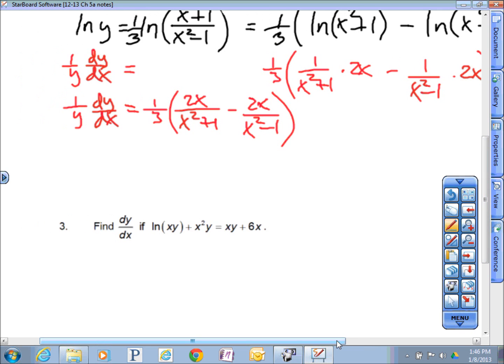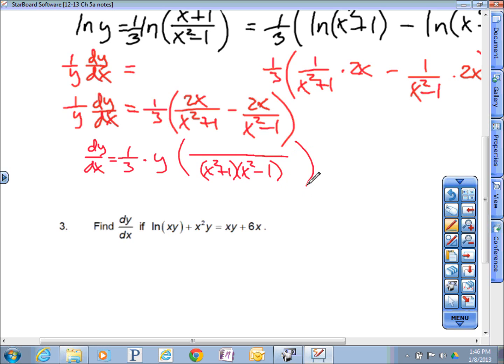If I want to get dy dx by itself, the first thing I'm going to need to do is multiply by y. So my dy over dx is going to be 1/3, and I'm just going to write y right there for right now. And then if we go to get a common denominator, the common denominator would be x squared plus 1 times x squared minus 1.